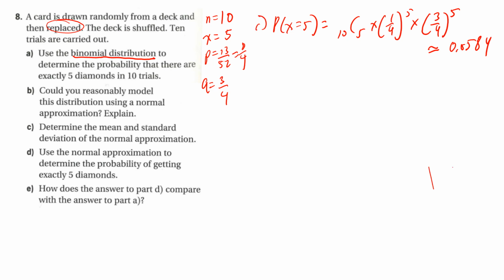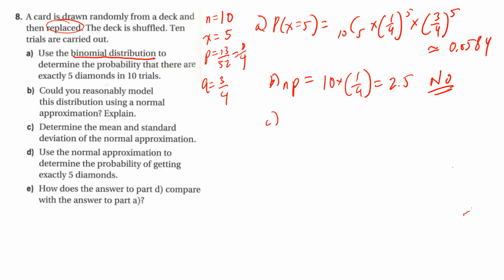B, could you reasonably model this distribution using a normal approximation? NP is 10 times 1 over 4, which is 2.5. So the answer is no. But even though that's the case, we're still going to get a very close answer for this question at least. Usually, or a lot of times, if it doesn't meet the criteria, we're not going to get a very good estimate.